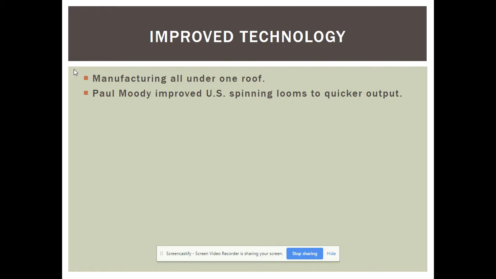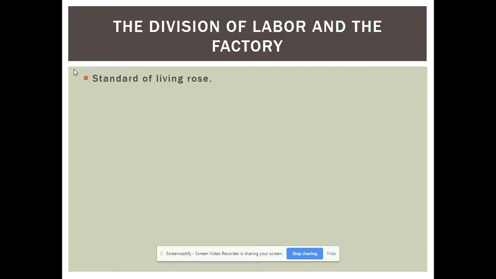And so one of the things that Paul Moody did, he didn't invent the first spinning loom by any means, but what he did is he figured out a way to improve the spinning loom to give us even faster production, thereby lowering the cost of the clothing, which is impressive. One of the things that does happen as a result of the Industrial Revolution, okay, this is huge for my world history classes, is it leads to the rise of the middle class.